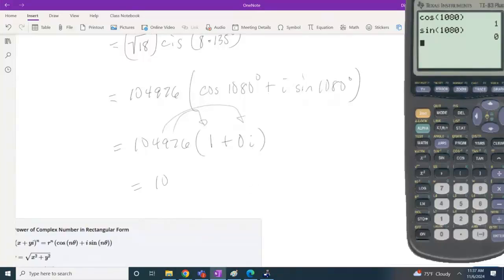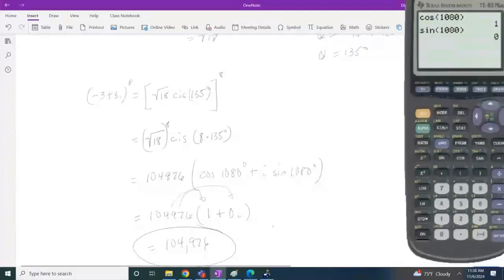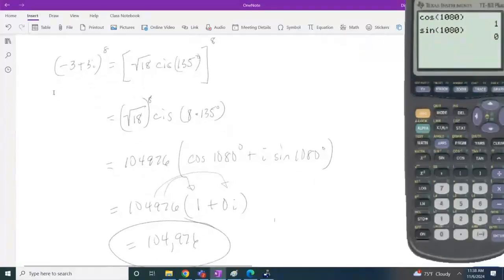And then once I distribute, 104,976 times 1 is 104,976. 104,976 times 0i is 0. So my final solution is 104,976. Once you expand -3 plus 3i to the 8th power, you should get 104,976.